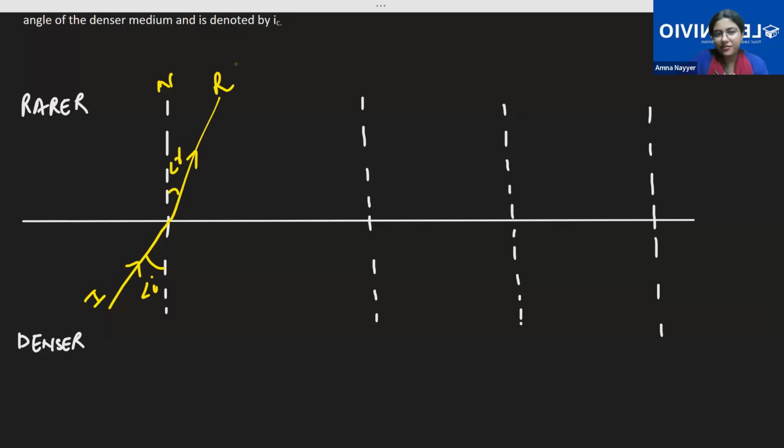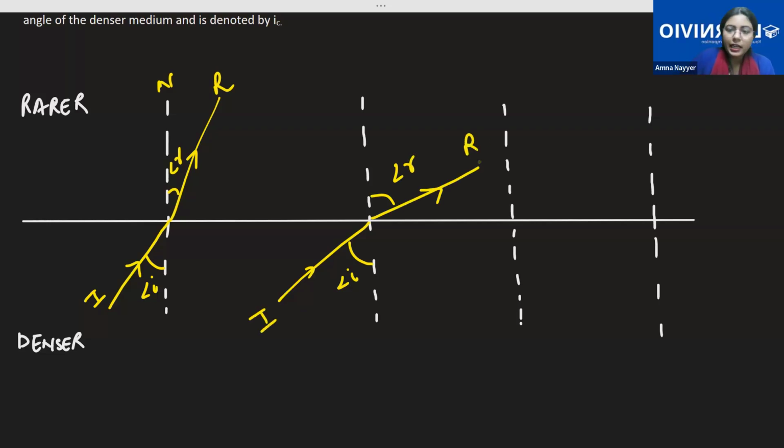Now, if I increase the angle of incidence further, let's say I have increased it, what will happen? The angle of refraction on the rarer side will increase further. So this will be the angle of refraction. This is our incident ray, and this is the refracted ray.